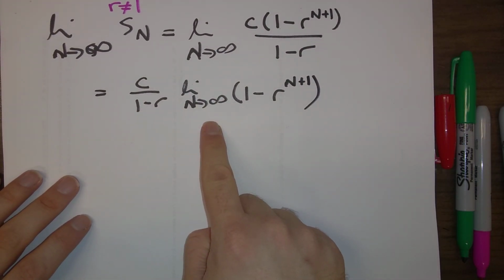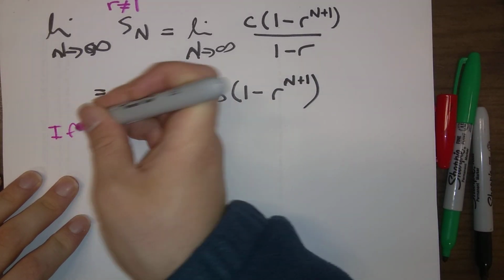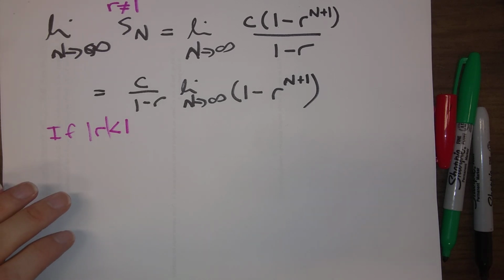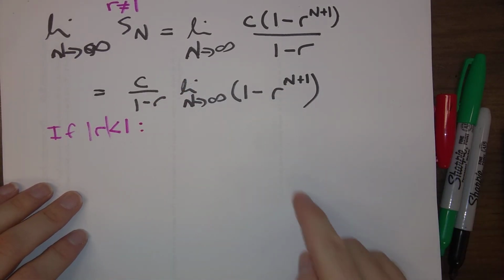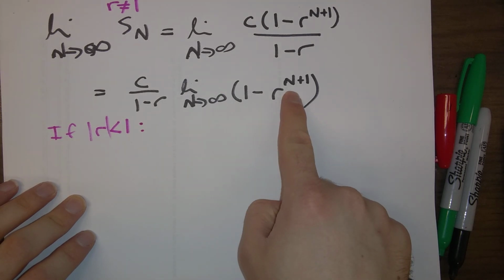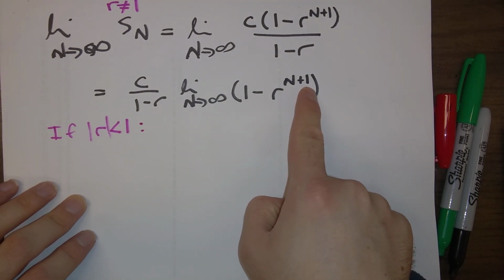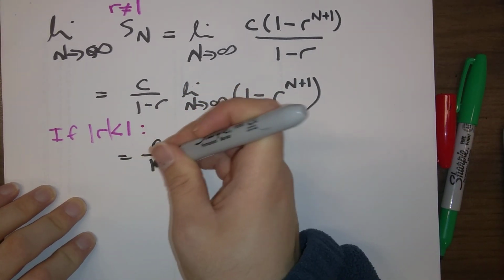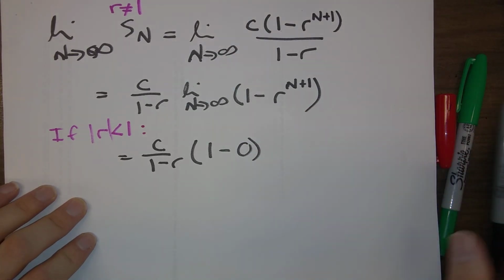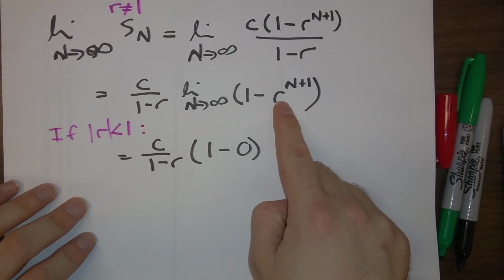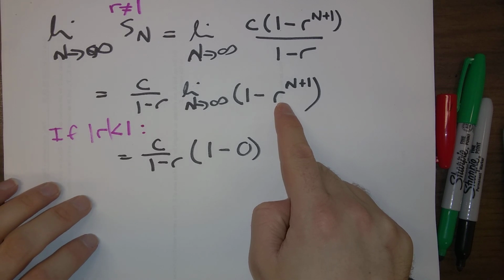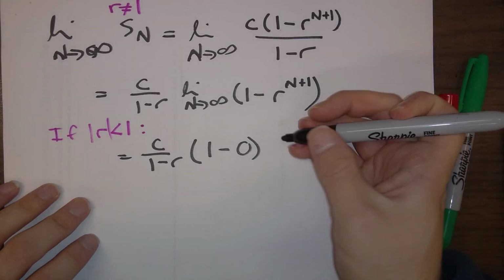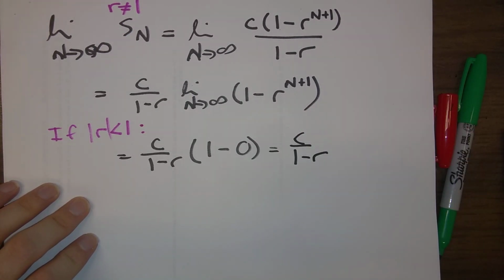And so what's going on here? Well, let's break this down into cases. If R is less than 1 in absolute value, then as n gets bigger and bigger, R to the n plus 1 goes to 0. Right? If this is like 0.1, as we take the limit of 0.1 to bigger and bigger powers, that's getting closer and closer to 0. And so that gives us C over 1 minus R.